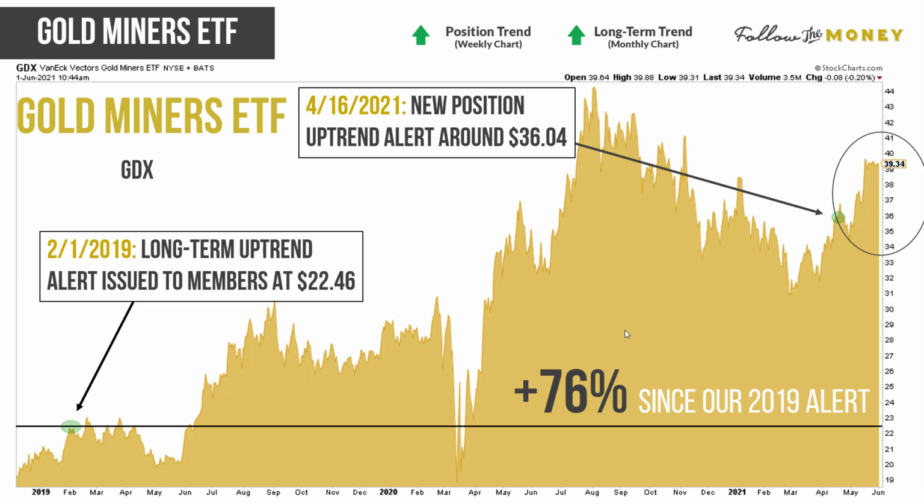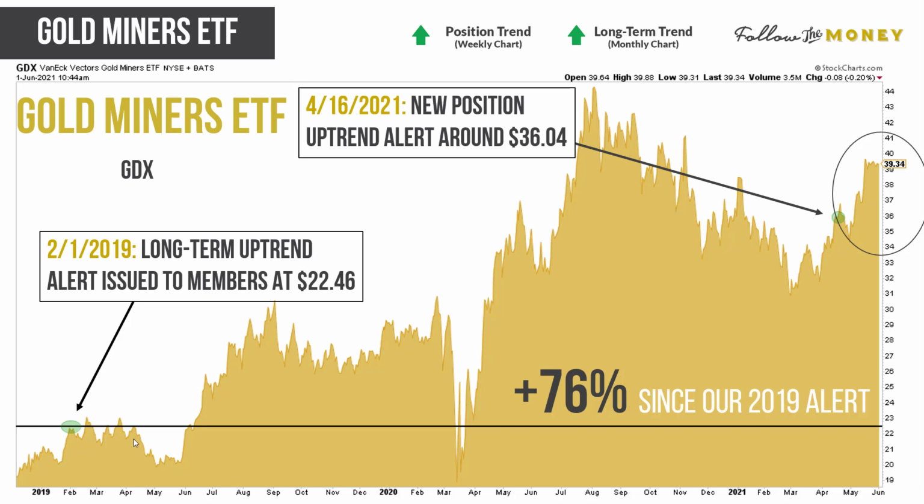Now, if you look at a longer term chart here, you see we issued again the GDX long-term uptrend alert, and many of our members look for those long-term alerts and the position uptrend alerts. But they look for those long-term uptrend alerts in the spaces that they like. And GDX is up 76% since our 2019 alert. And as I mentioned to you, gold mining is just in an uptrend alert. It's in an uptrend. And so that doesn't require us to provide daily analysis on the uptrend.